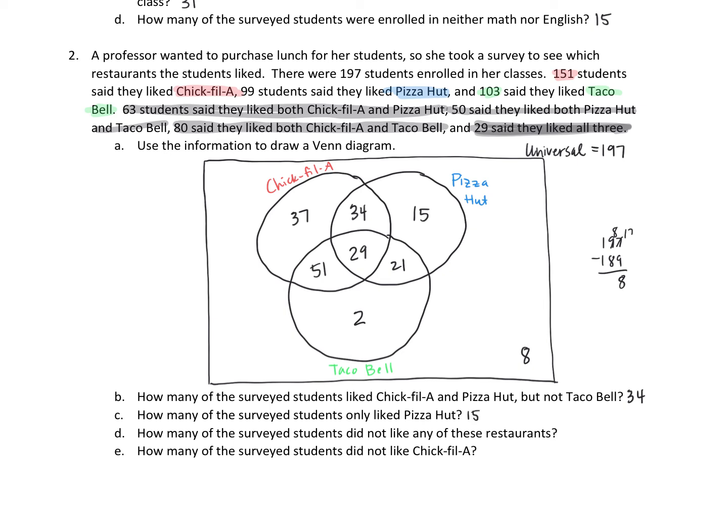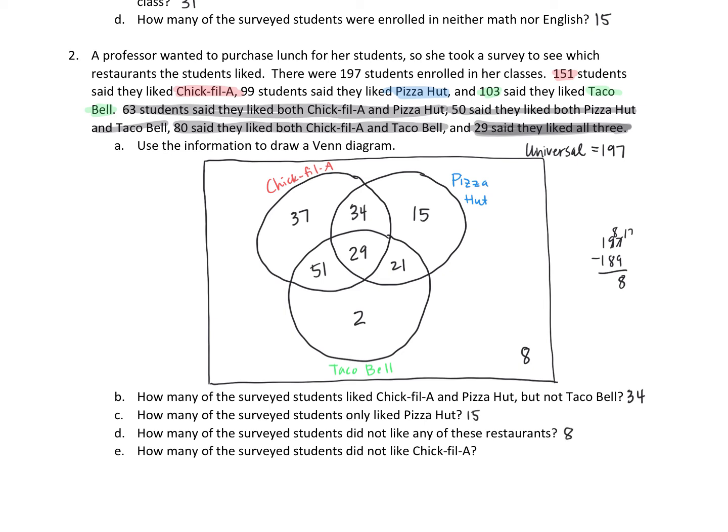Okay. How many of the surveyed students did not like any of these restaurants? So that's going to be the students that are in this universe, that are enrolled in this class, that don't like those options. And that's the 8 that we put down in the bottom of the rectangle.